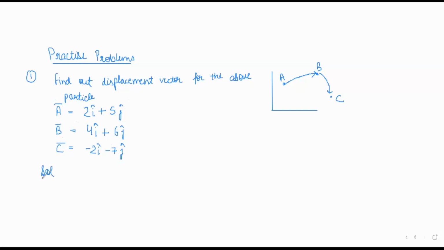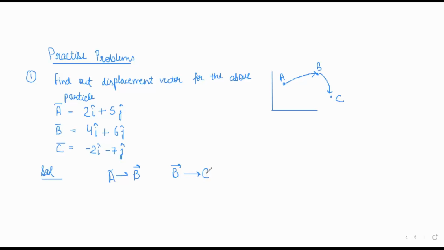Now we want to calculate the displacement vector. As we are aware of the difference between distance and displacement, some students might think that the particle will first go from A to B, so we calculate the displacement vector from A to B, that is B minus A. Then in the second step we calculate from B to C. Then they might add the two results, or subtract them. But this is not the way to do it.